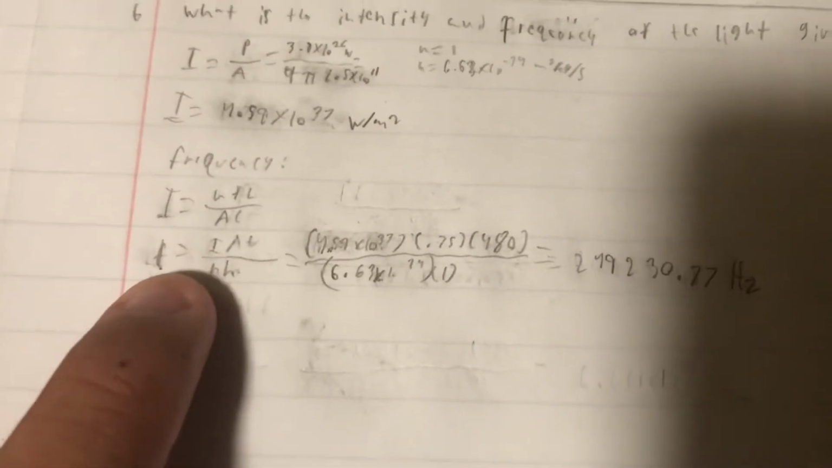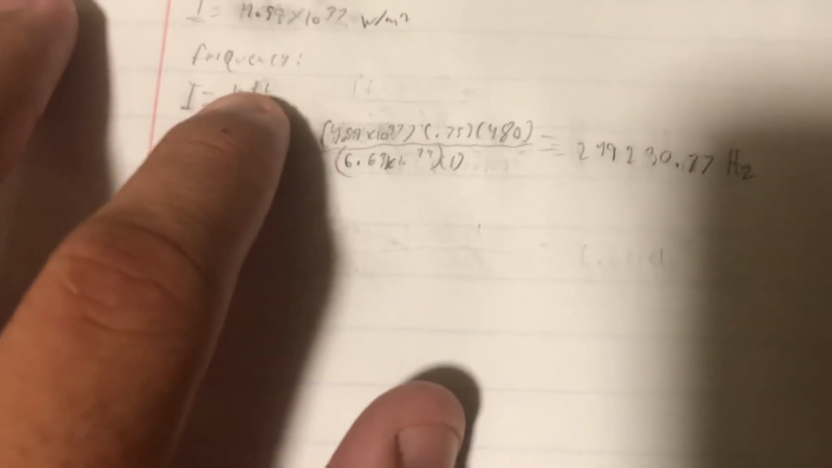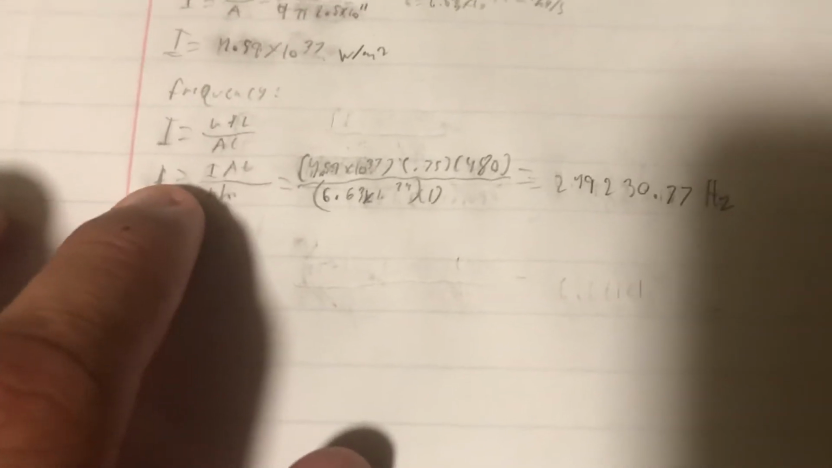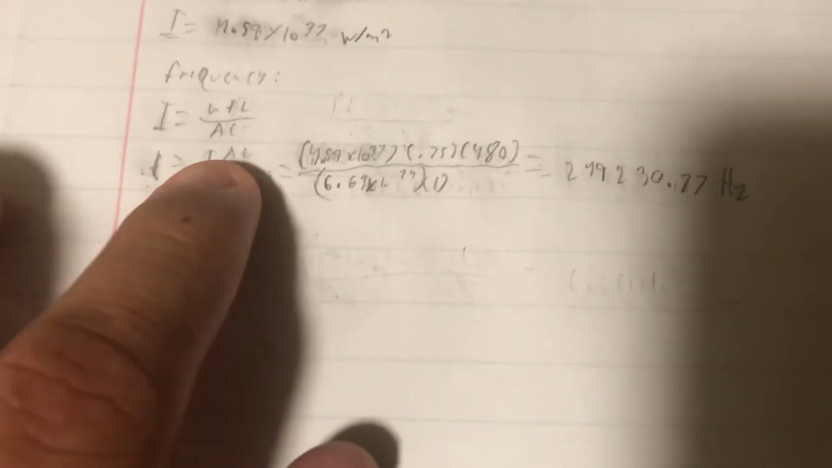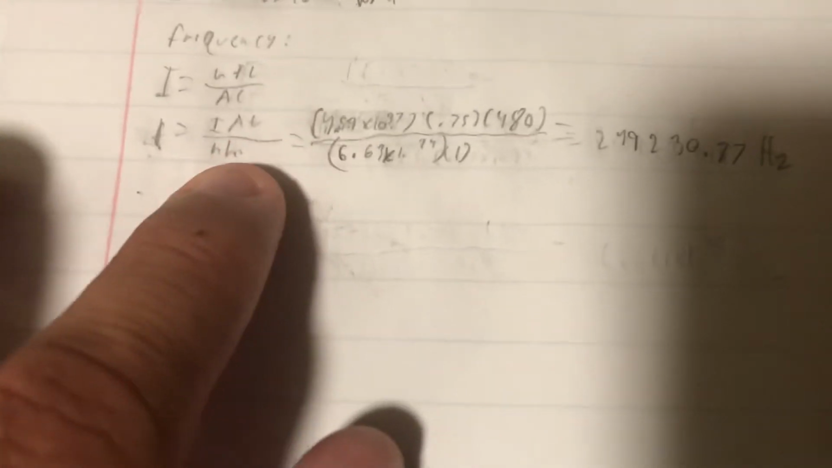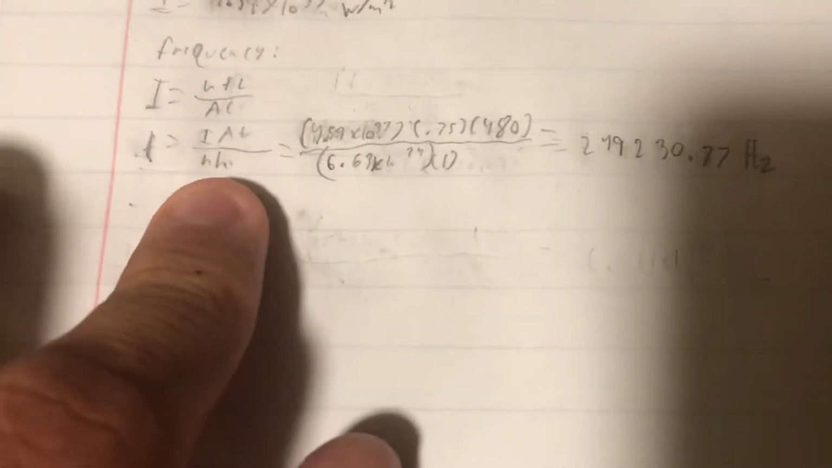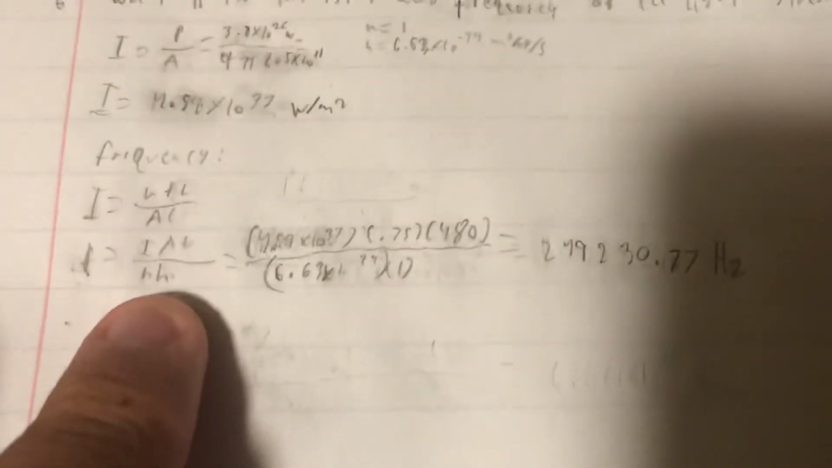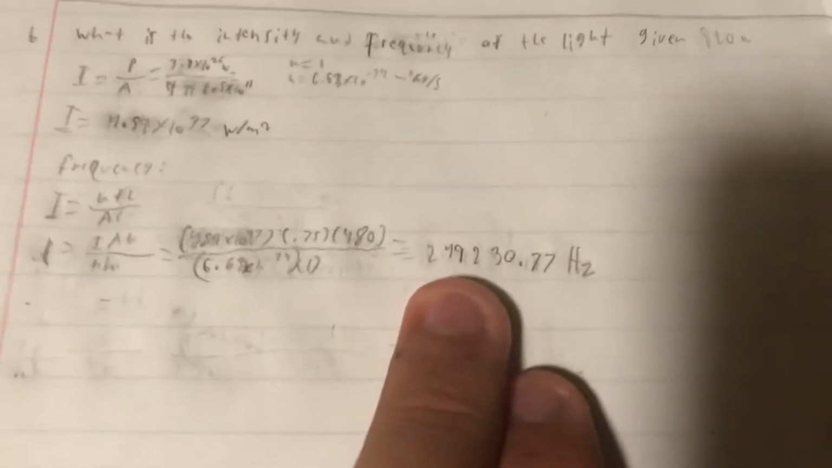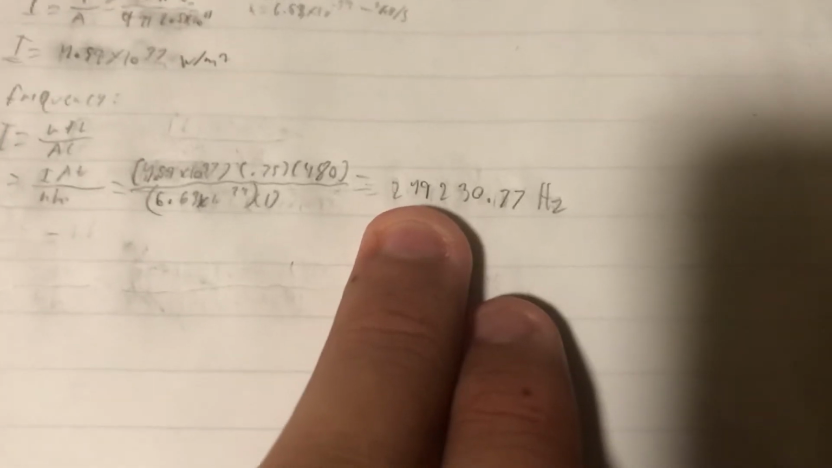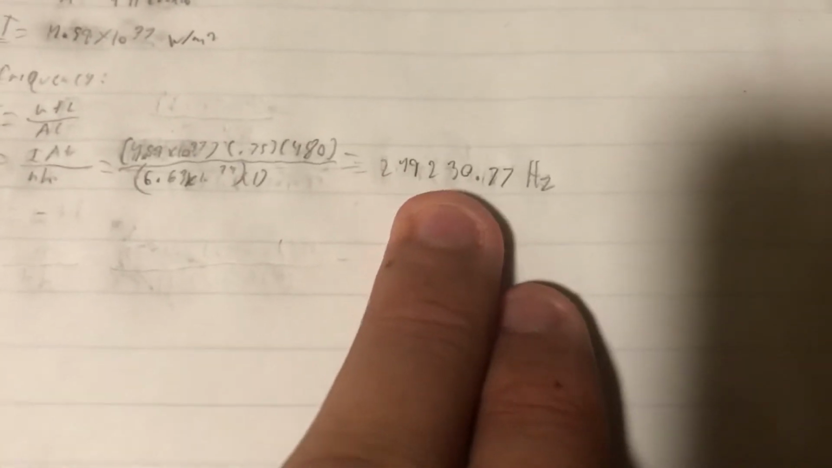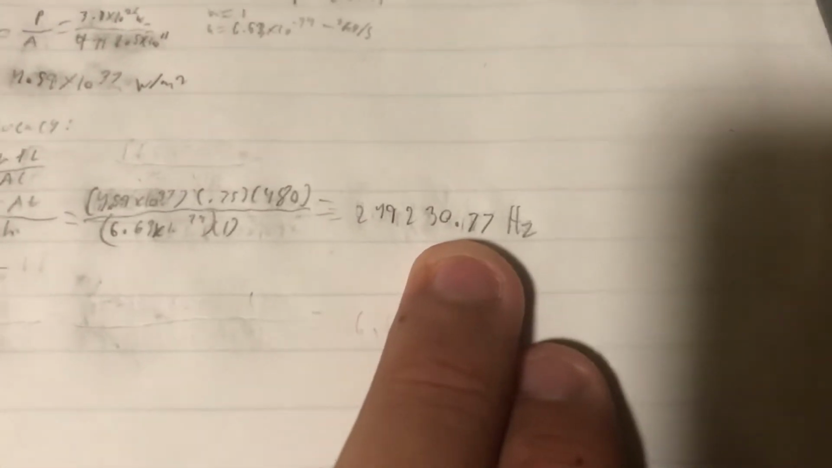After moving the frequency around, I come up with this equation, which is F is equal to intensity times area times time, divided by the number of photons, divided by Planck's constant. And that gives me a final frequency of 249,230.77 hertz.